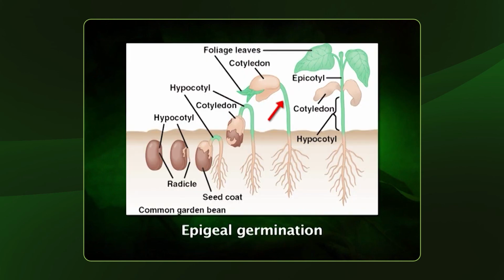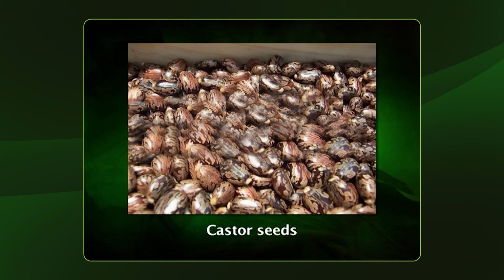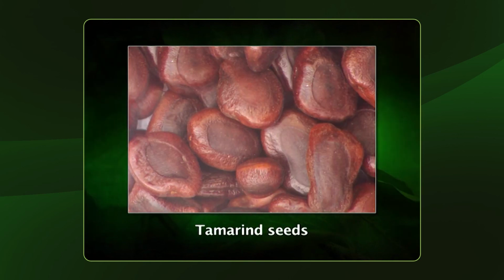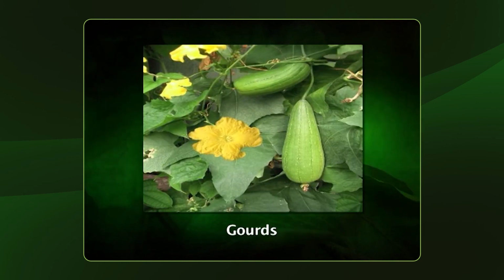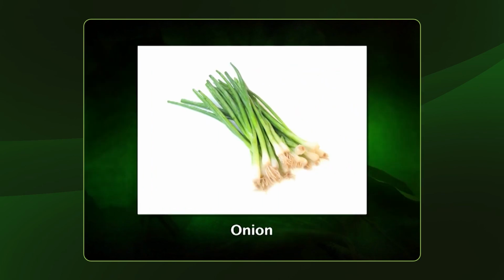Now we'll talk about types of seed germination. Number first is the epigeal germination. When the hypocotyl elongates quickly, bringing the cotyledons in the air, the germination is said to be epigeal. Epigeal germination is seen in many dicots, for example, castor, tamarind, gourds, and rarely in monocots, for example, onion.